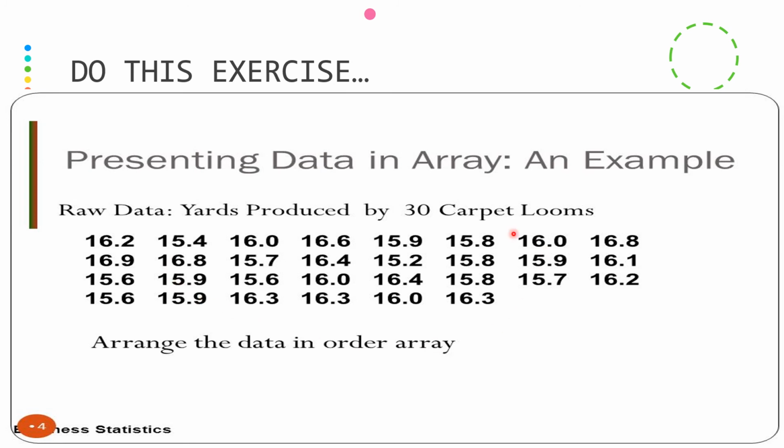Here is some raw data given to you. It represents yards produced by 30 carpet looms. And this data is not in any particular order, but you've got to arrange the data in an array, either in ascending order or descending order. So you need to be sharp and observant, and you need to do it right.